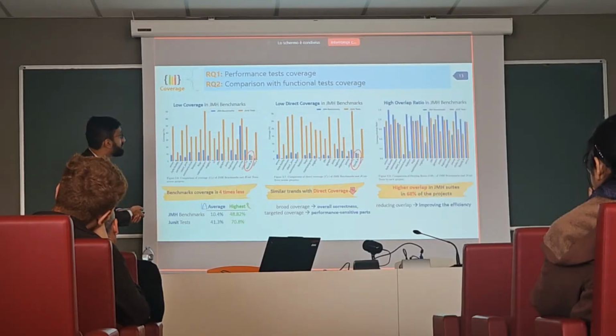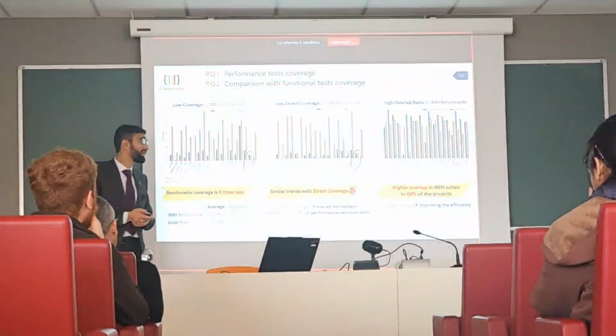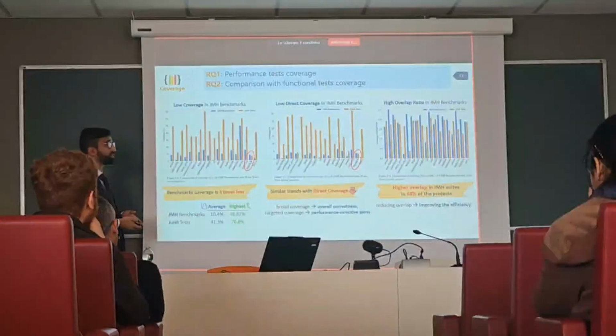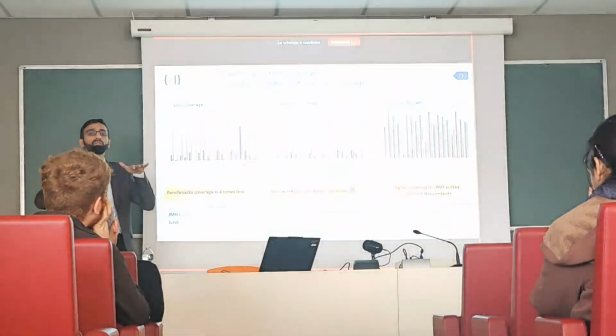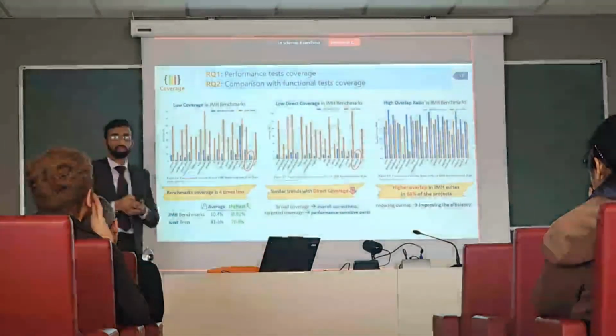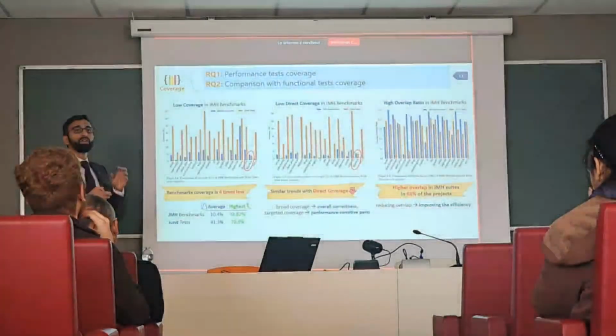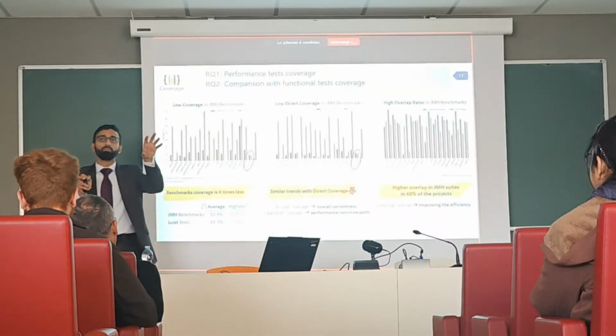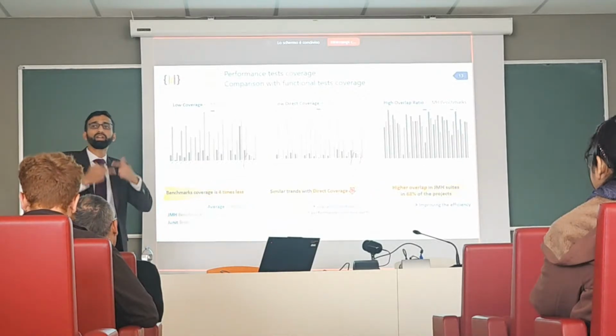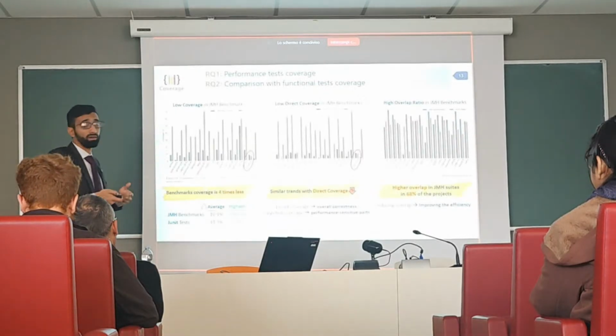And if we try to compare the overlap ratio, it is in contrast to what we see in the first two scenarios, and we see that the benchmarks, the performance tests, have higher overlap ratio as compared to the JUnit tests. Well, this might be due to the fact that multiple tests are targeting more important parts of the source code, and they are tested by multiple performance tests.